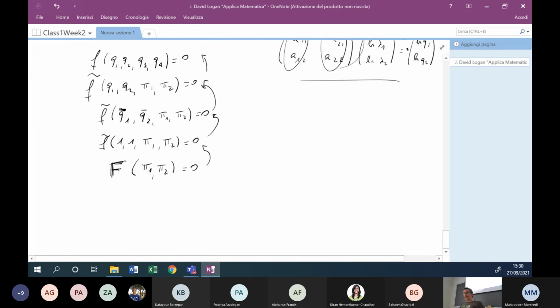So at the end of the day, what have we shown? We have shown that we start with 4 independent dimensional variables, q1, q2, q3, and q4, and with the physical law which expresses a relation between q1, q2, q3, and q4.